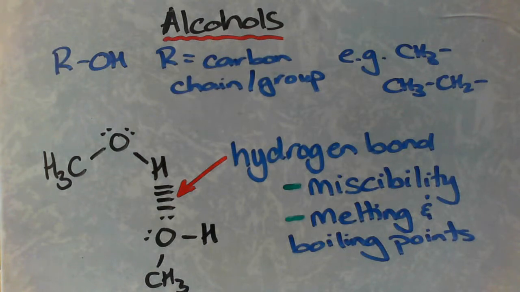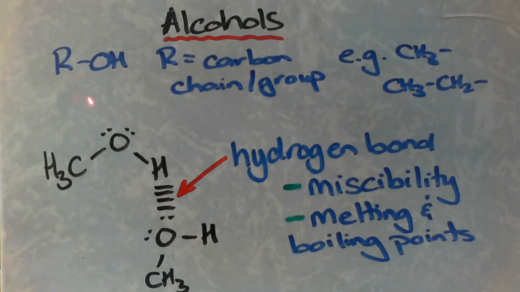Our next organic group or functional group is the alcohols, and they're given the general formula of ROH. And that doesn't actually mean a lot to us until we know what an R group is. An R group is any carbon chain or any carbon-containing group. So for example, it might be CH3OH, CH3CH2OH, for example.